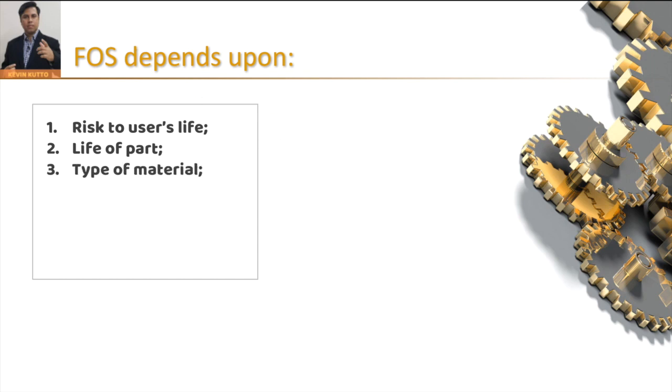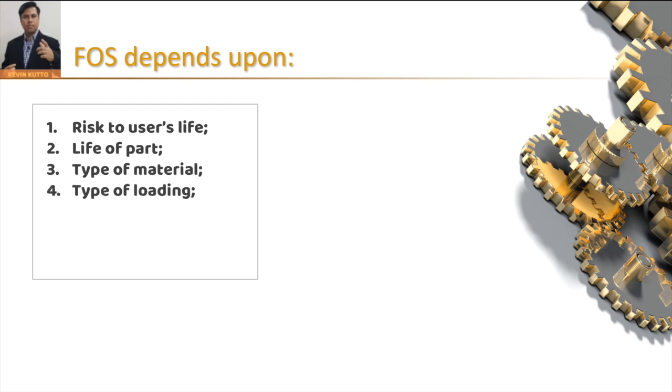The third factor is the type of material. We already saw that ductile material and brittle material show very different behaviors. You have to be very careful while choosing brittle materials. That's why when I choose a design for brittle material, I will definitely take a higher factor of safety.